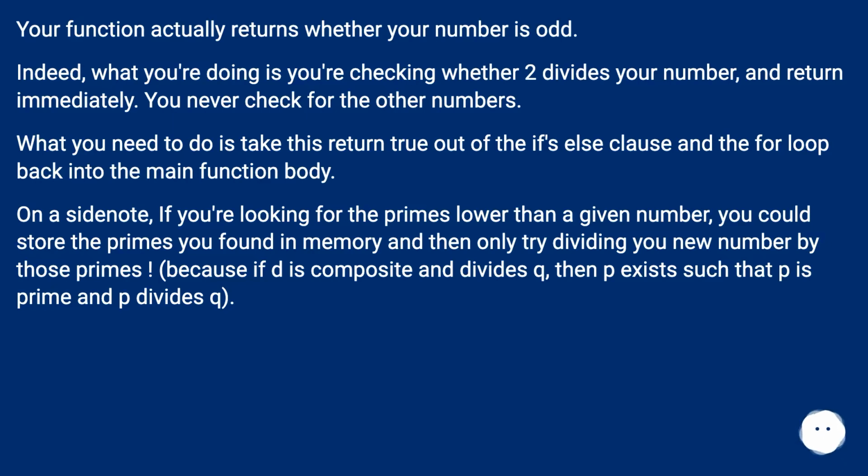On a side note, if you're looking for the primes lower than a given number, you could store the primes you found in memory and then only try dividing your new number by those primes. Because if d is composite and divides q, then p exists such that p is prime and p divides q.